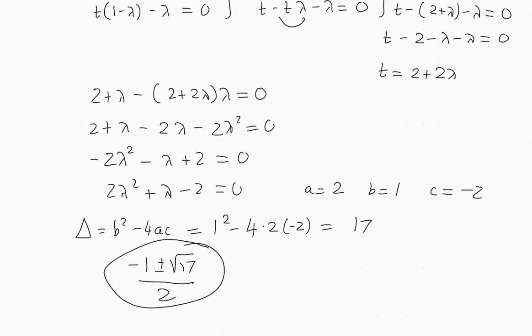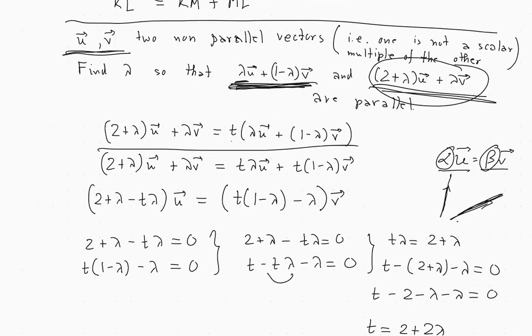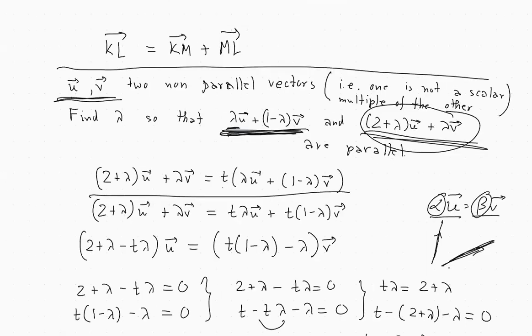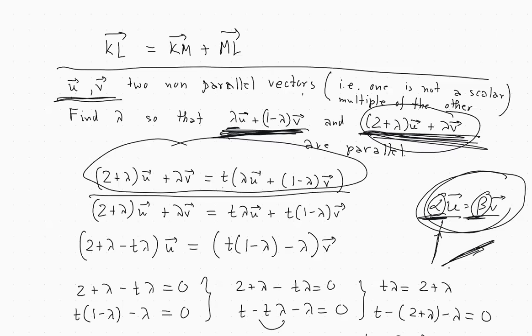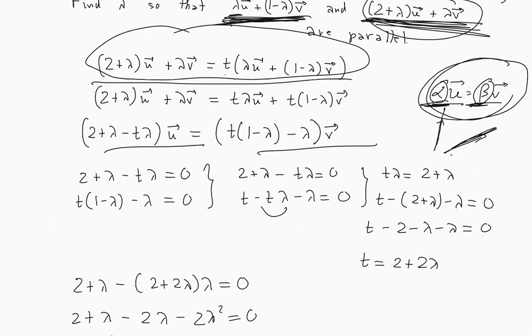So let's recap. We start with two non-parallel vectors, and we note that two scalar multiples of these vectors can be equal if and only if the coefficients in front of them are 0. Furthermore, if we want these two vectors to be parallel, then one has to be a scalar multiple of the other. So we write this relation, we separate the u's from the v's, we make sure that the coefficients in front of them are both set equal to 0, and then we just solve the system.